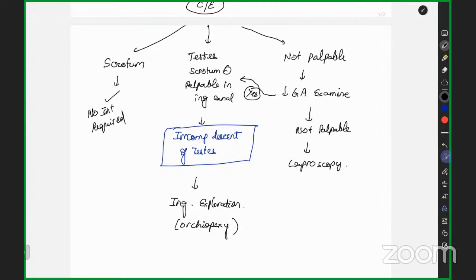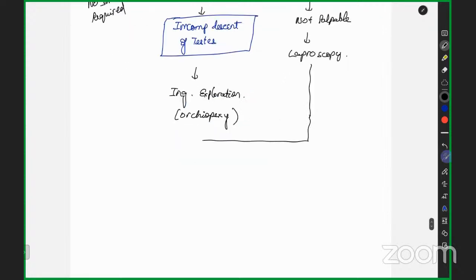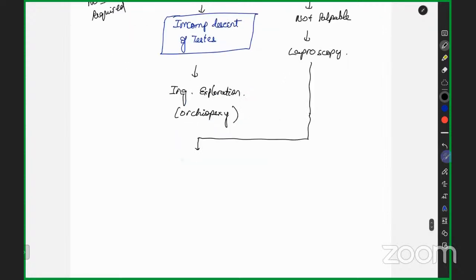Okay, you do the laparoscopy. When doing laparoscopy, 3 types of end results can come. Okay, 3 end results we can get. Number 1, testicular vessels are found in the external inguinal canal; it does not yet get inserted into the inguinal canal itself.